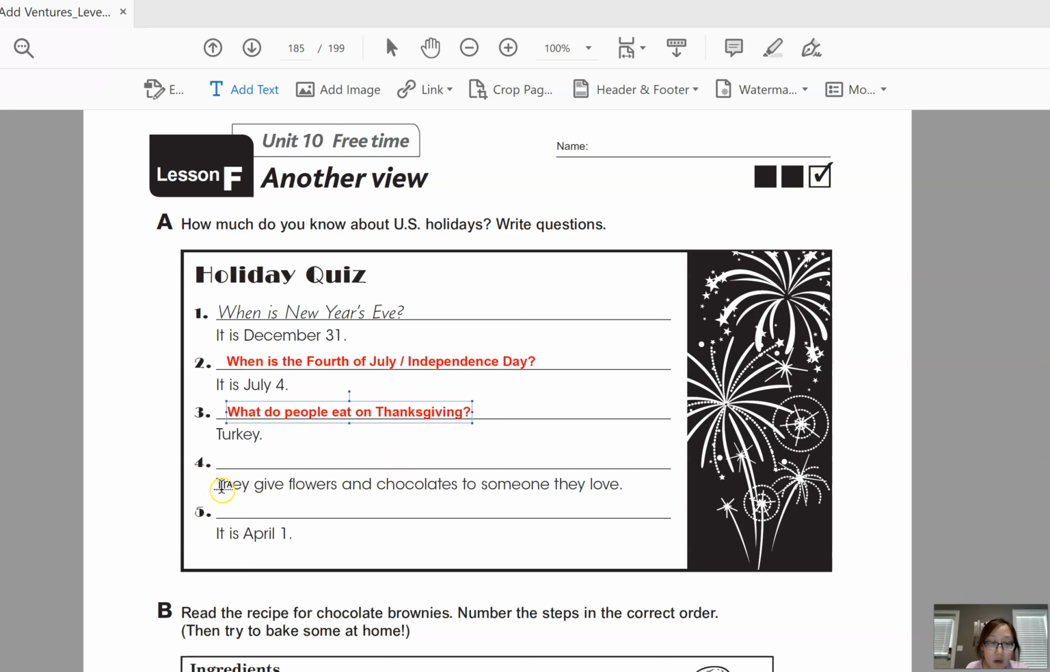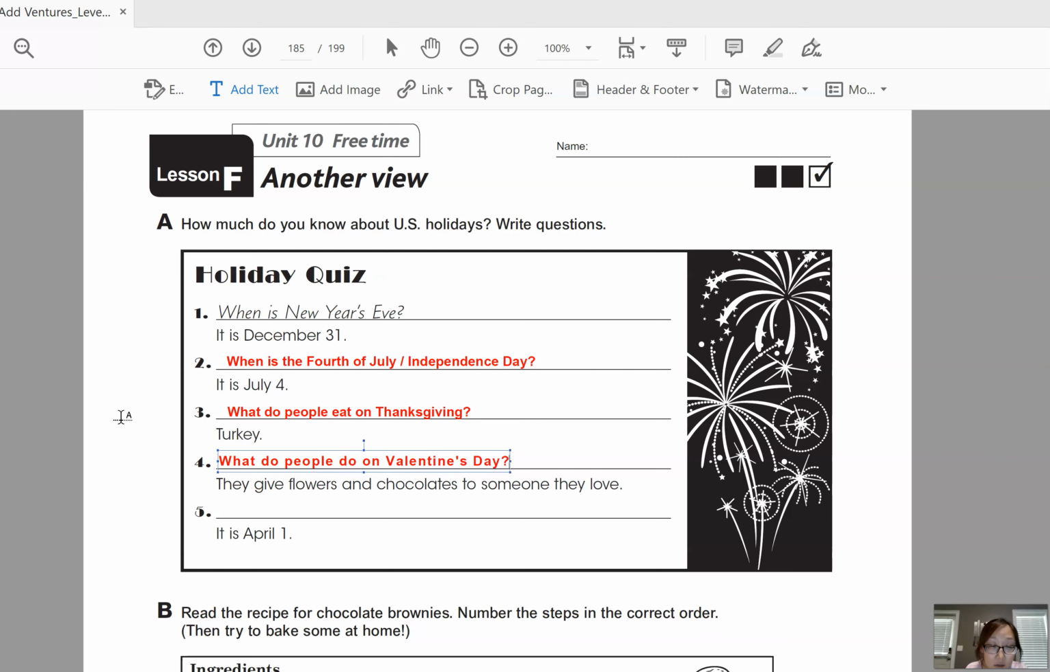Okay, and then number 4, they give flowers and chocolates to someone they love. Okay, so this is an action or activity, so we also use what. Okay, what do people do on Valentine's Day?